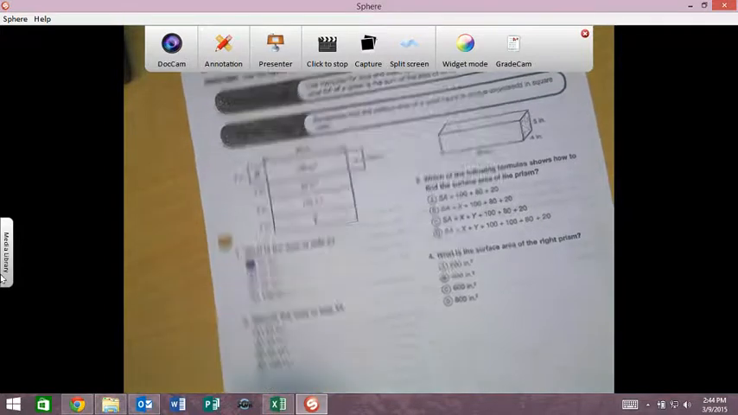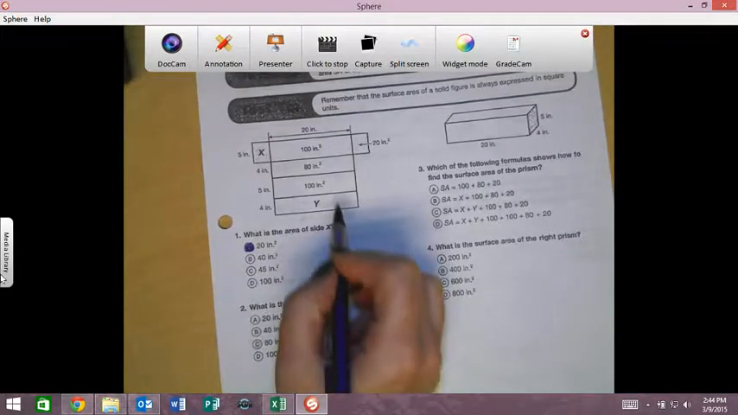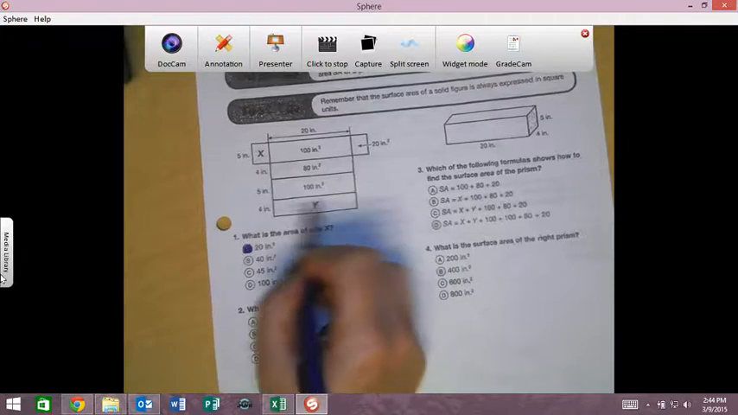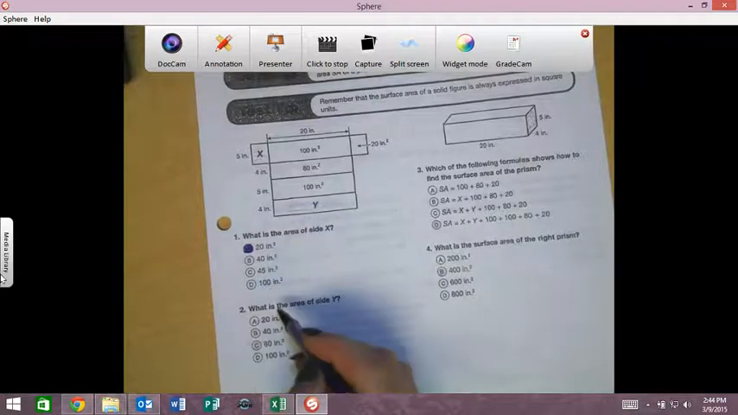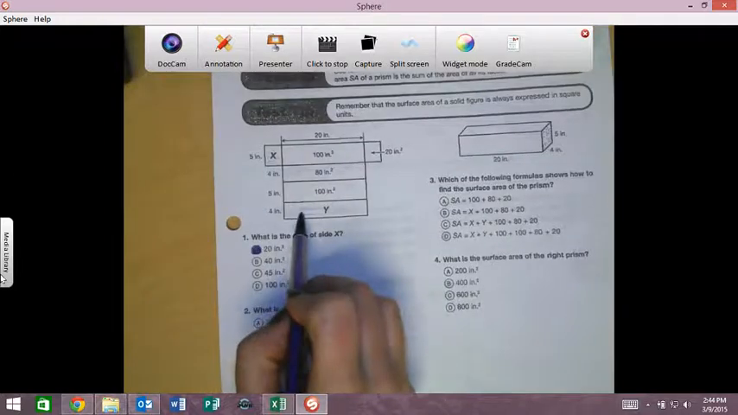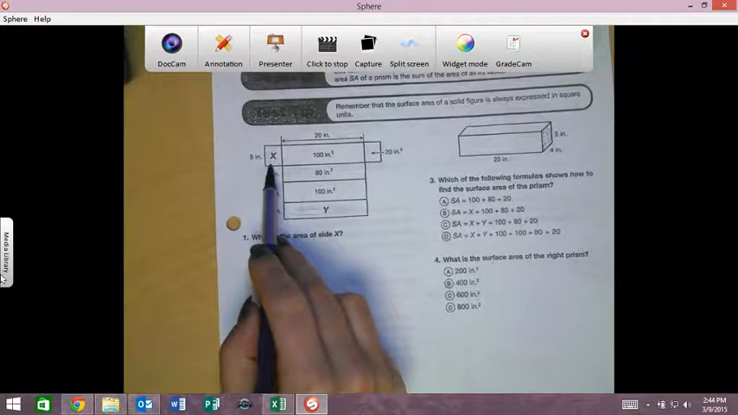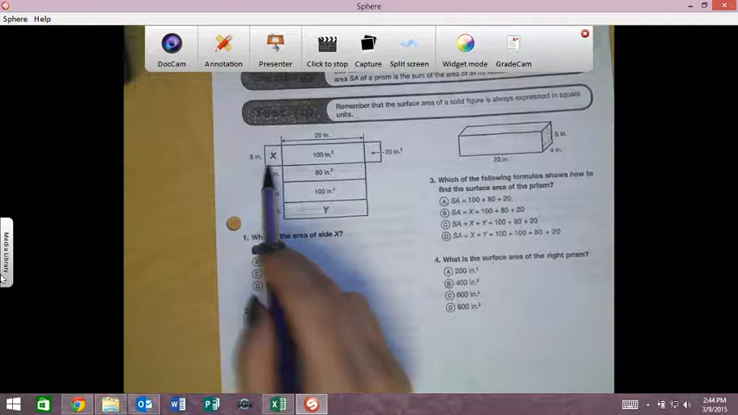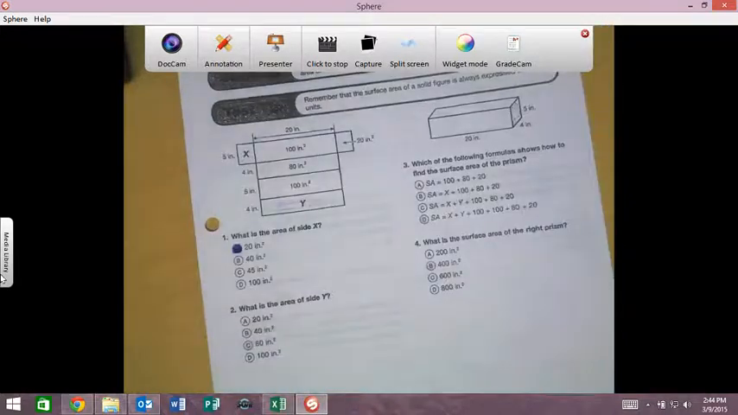Okay, so then same thing here. What is the area of side Y? So here is side Y. Find the one that matches and choose the best answer. Now, does it make sense that side Y is going to be the same size as side X? No, it should be larger, so be careful that you don't choose A on that one.